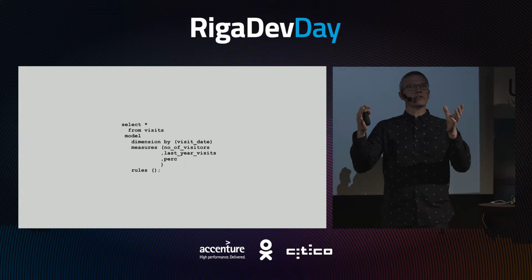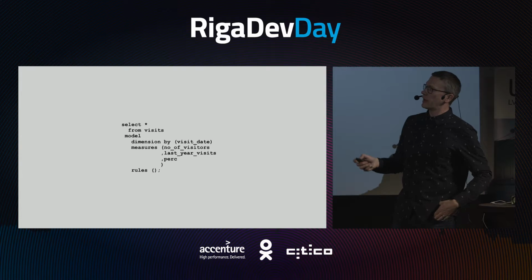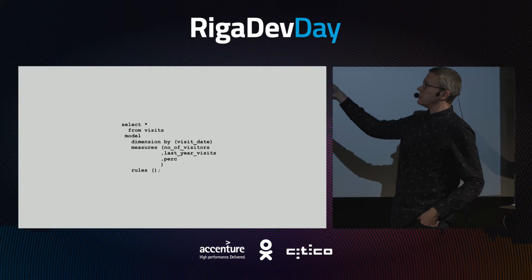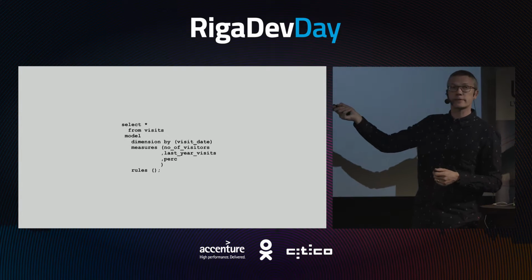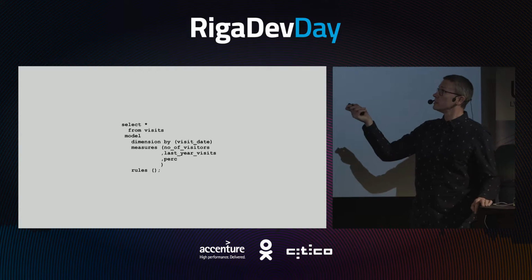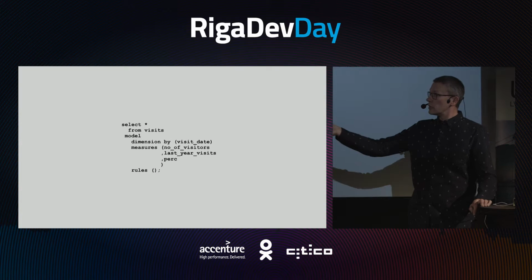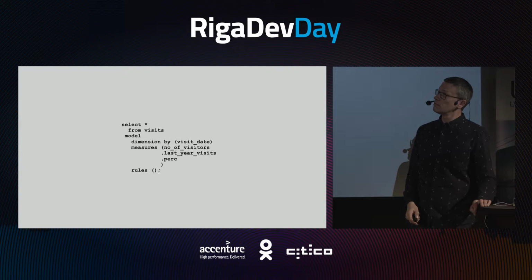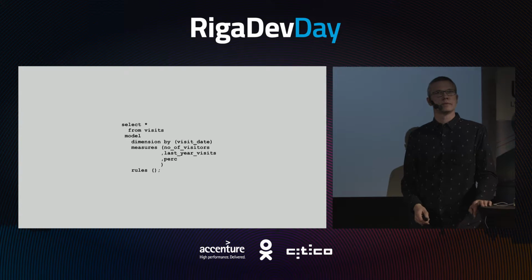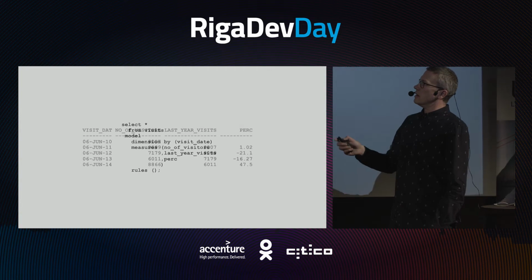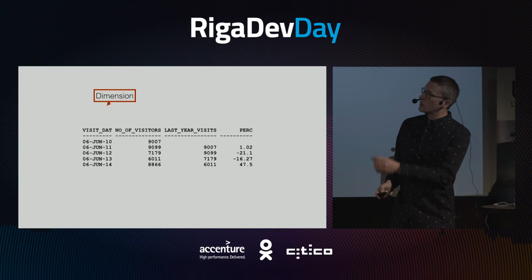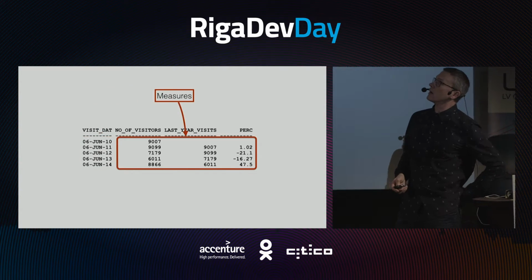And now we have all our data ready, massaged, and now we're going to use the model clause. Dimension is by the date, so this time it's going to be a date column. The measures are the number of visitors, last year's visitors, and the percentage change between these 2 years. Okay? No rules. So that's an easy start. Which columns are we going to show in the result set? Exactly, the measures and the visit date. So the visit date is the dimension, and the rest are the measures.